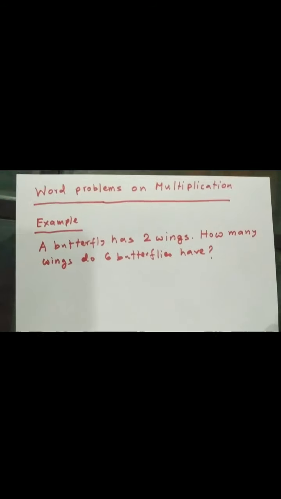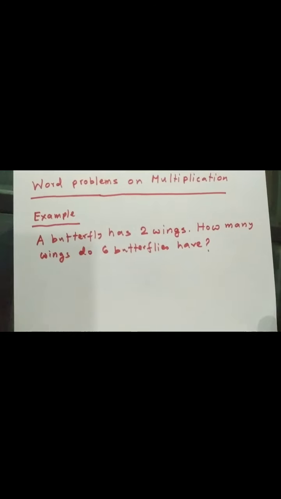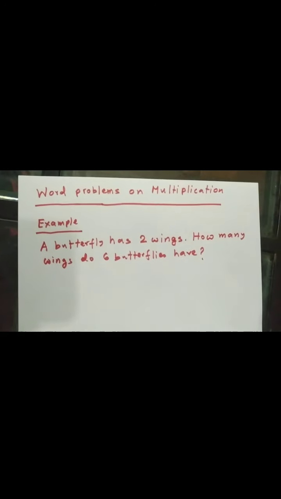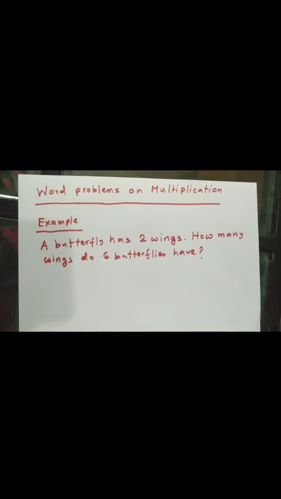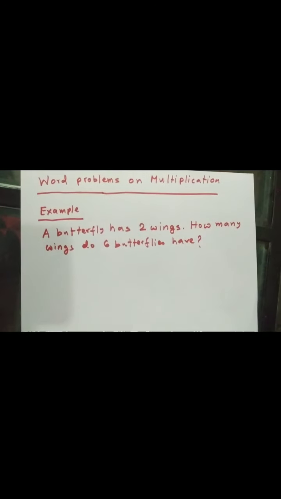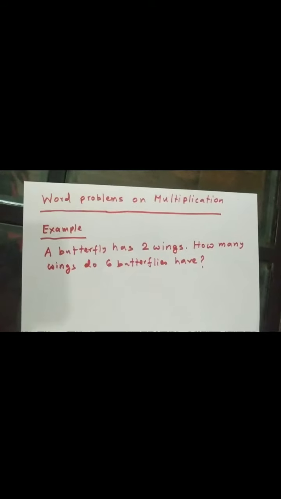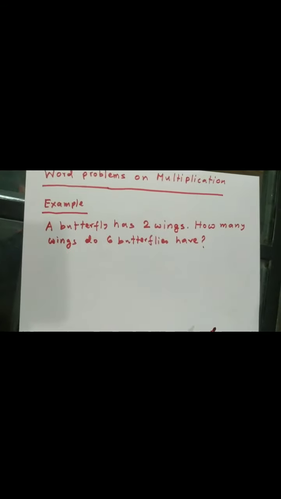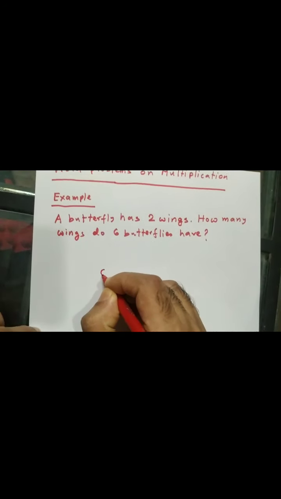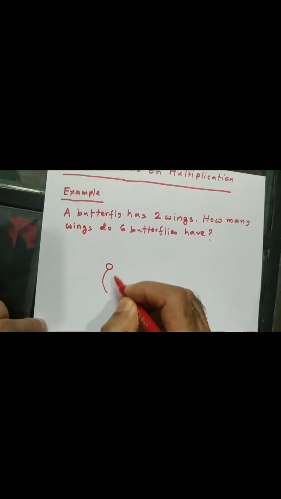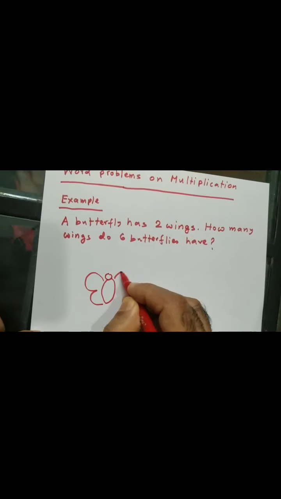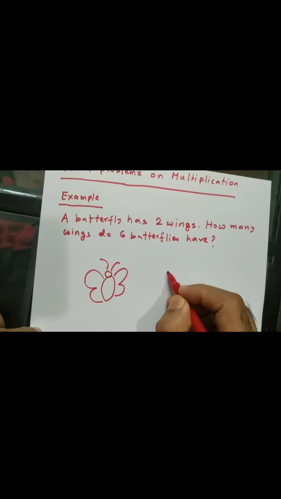Well, 6 is quite a large number. At first we will have to find out what you need to do. Do we need to add? Do we need to subtract? Do we need to multiply? We have to understand this first. In order to understand this, let's draw a simple figure of a butterfly. So this is one butterfly. It has 2 wings.